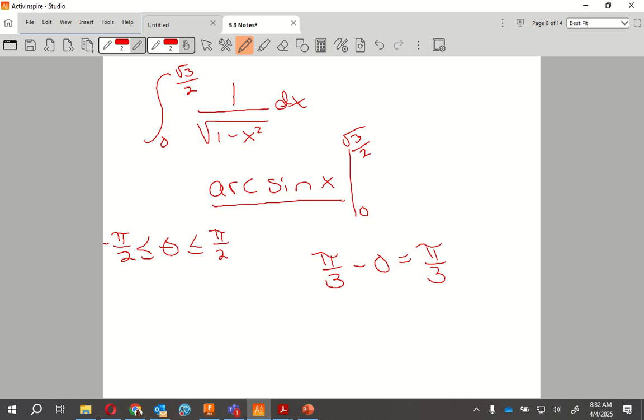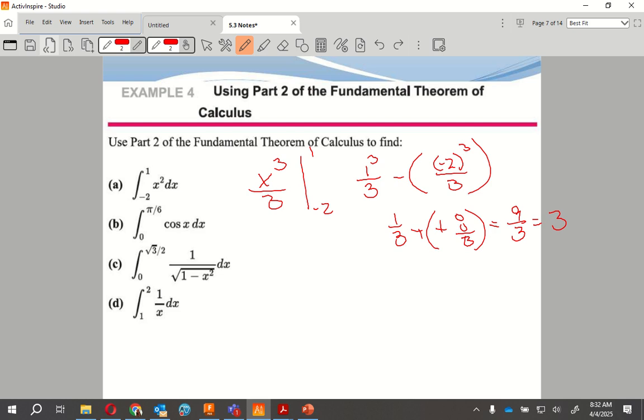Okay. Alright, let's get to this next problem. Next one is right here, from 1 to 2, 1 over x dx.